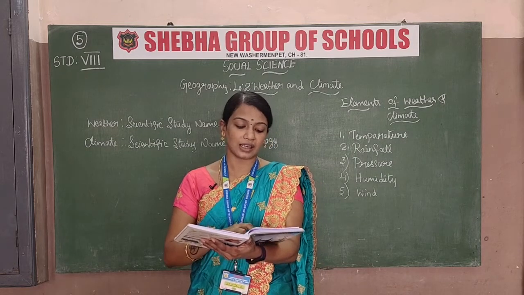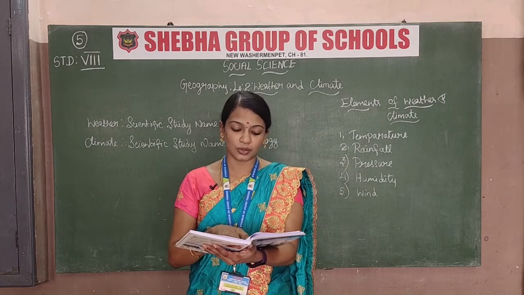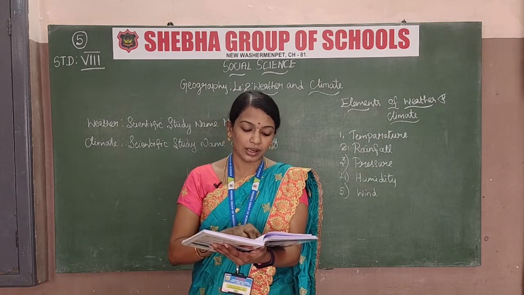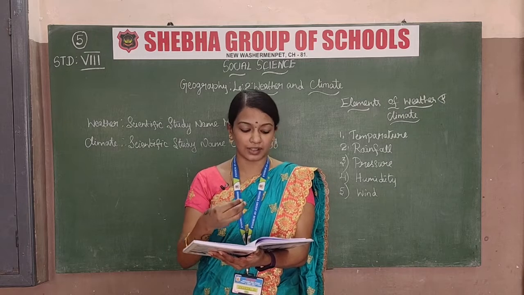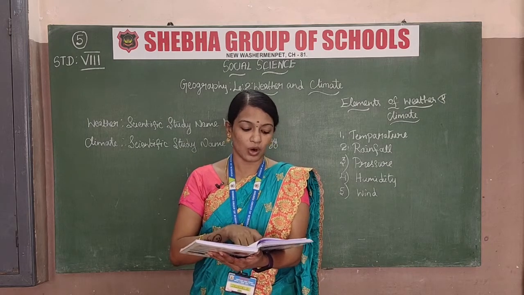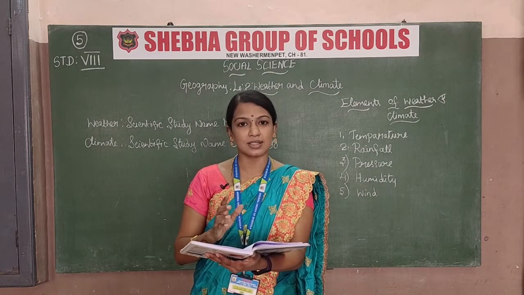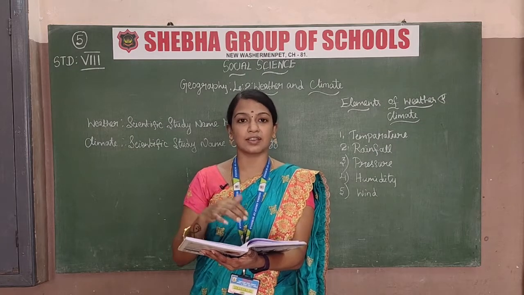And the next, factors affecting the distribution of temperature are latitude, altitude, ocean current, winds, natural vegetation and soil. Distributionல ஒரு சில effects இருக்கு. What are those? Because of latitude, altitude, ocean current, winds, natural vegetation and soils, everything is a factor affecting the distribution of temperature.